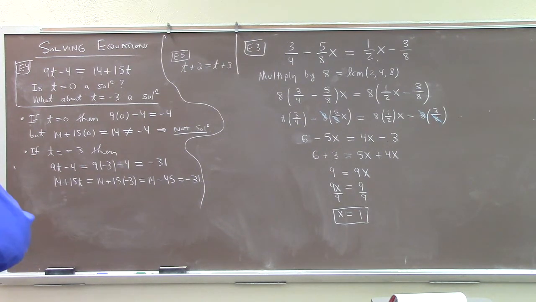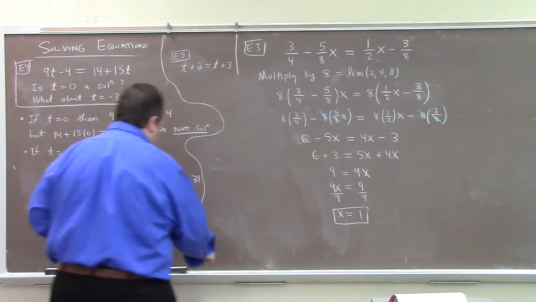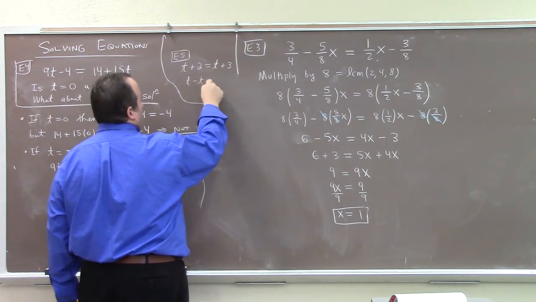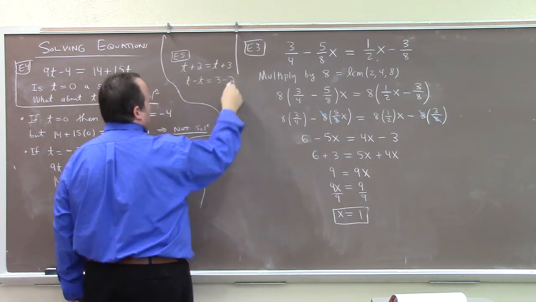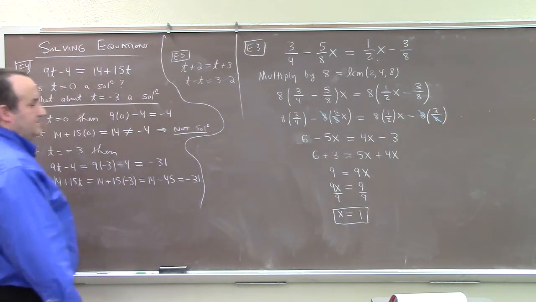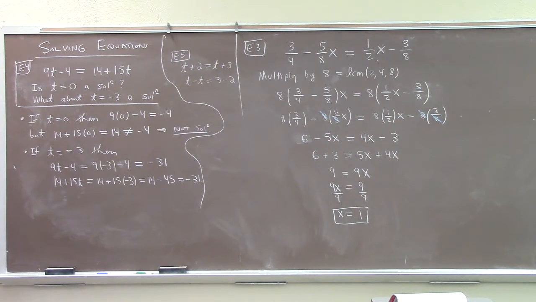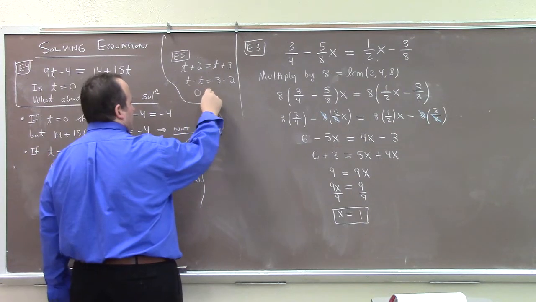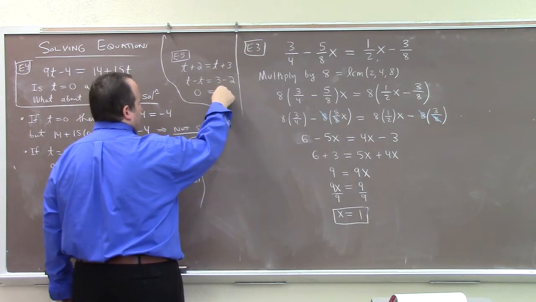So what happens when you move the t's to one side? You get t minus t, right, is 3 minus 2. What's that give you? t minus t is just 0, right? 3 minus 2 is what? It's 1. 0 equals 1.